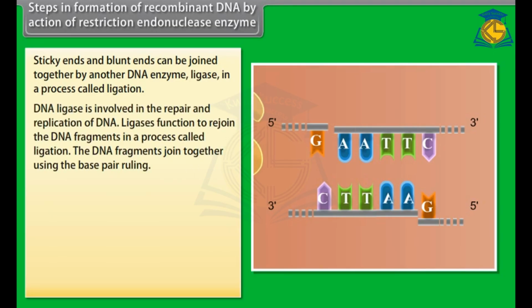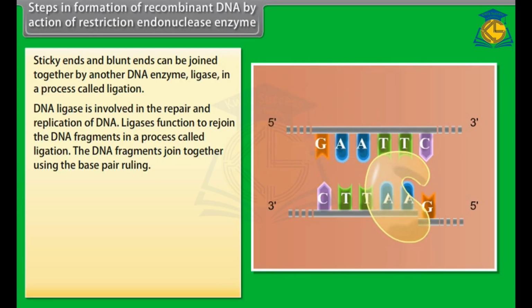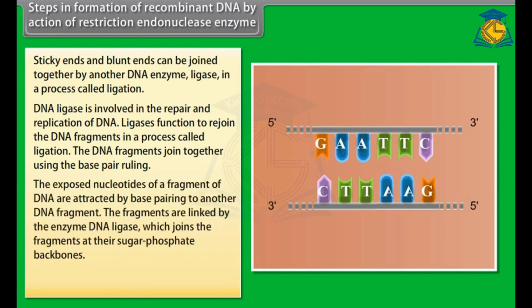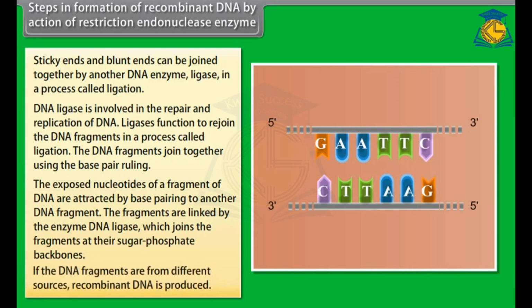DNA ligase is involved in the repair and replication of DNA. Ligases function to rejoin the DNA fragments in a process called ligation. The DNA fragments join together using the base pair ruling. The exposed nucleotides of a fragment of DNA are attracted by base pairing to another DNA fragment. The fragments are linked by the enzyme DNA ligase, which joins the fragments at their sugar phosphate backbones. If the DNA fragments are from different sources, recombinant DNA is produced.